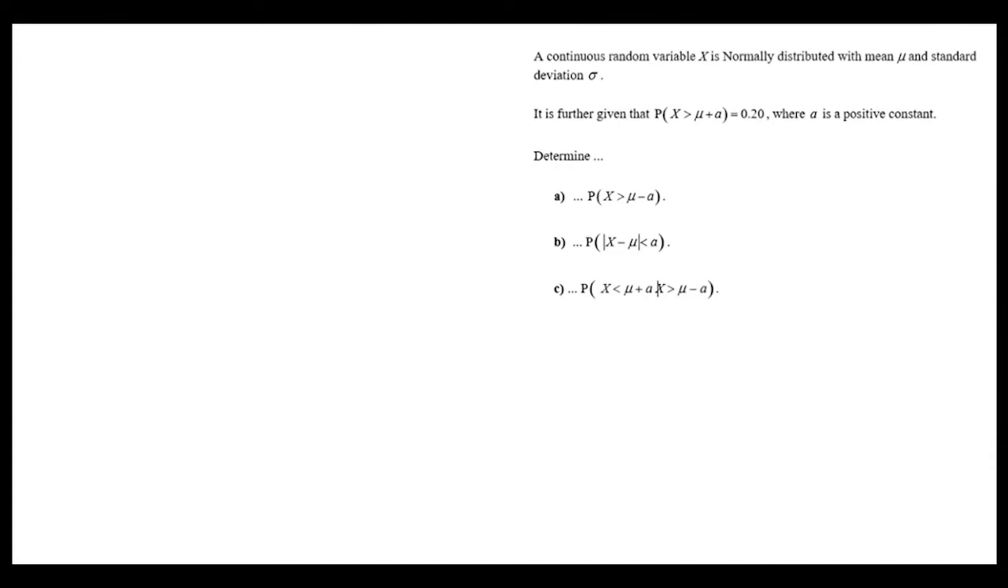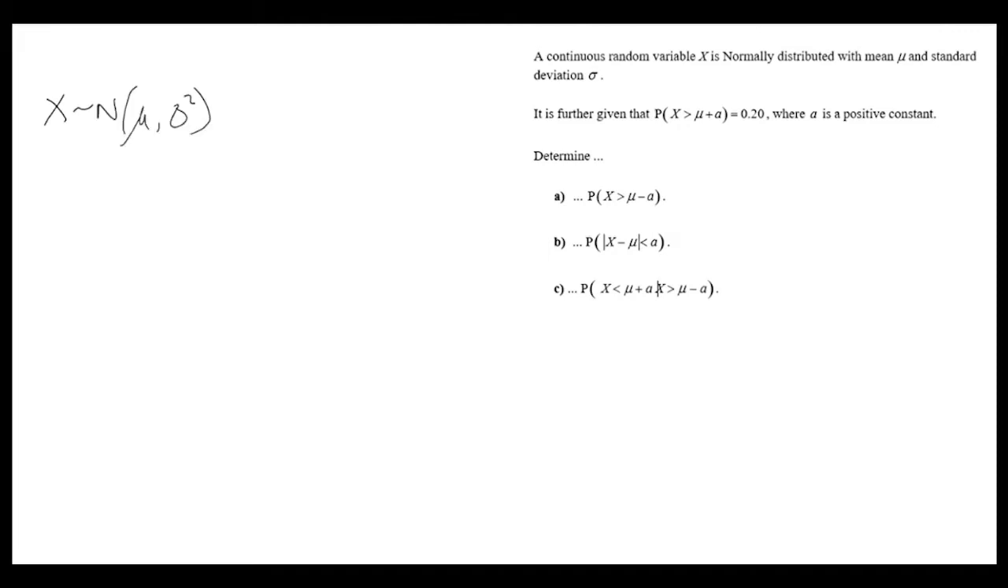So in this question, we're told that the variable x is normally distributed with mean mu and standard deviation sigma. We're not given any other information about these two parameters, but we are told that the probability that x is greater than mu plus a is going to be 0.25. So let's start by putting that on a diagram and seeing what we can deduce from there.